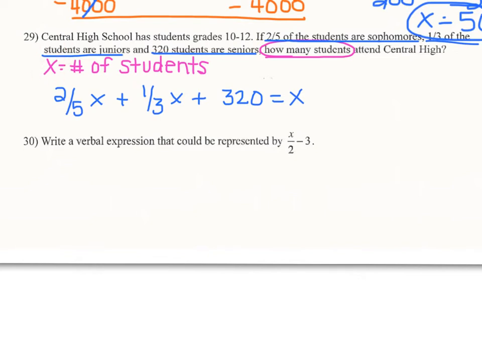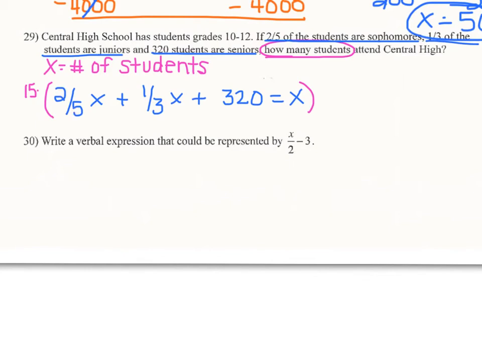Okay, now I'm going to go through and multiply by something that'll cancel out these ugly fractions. 5 and 3 both go into 15. So I'm going to multiply my entire equation by 15. Be careful when you're doing that. When you're doing this multiplication, 15 times 2 over 5, you're really doing 15 times 2, so that'd be 30, divided by 5, which would give you 6.